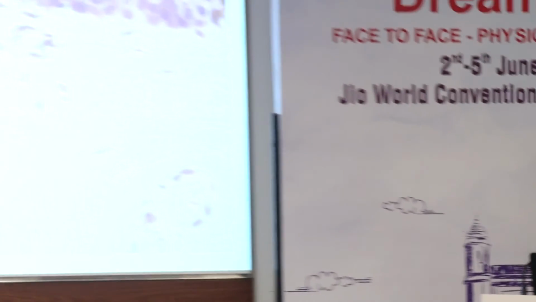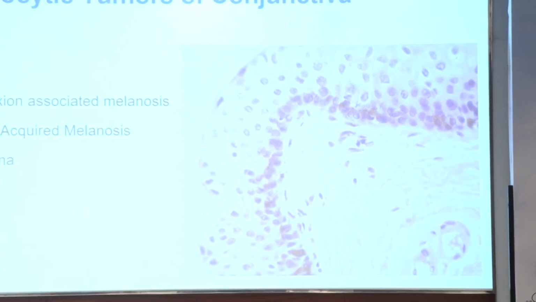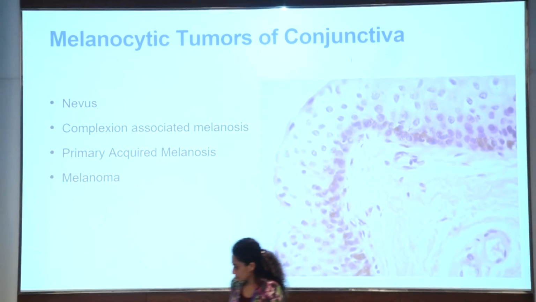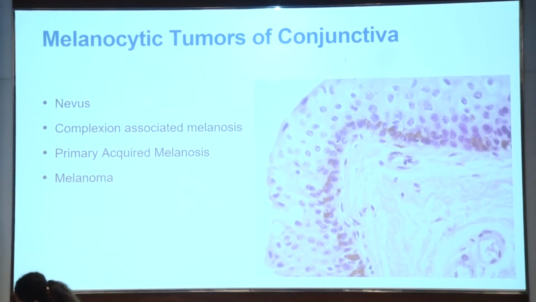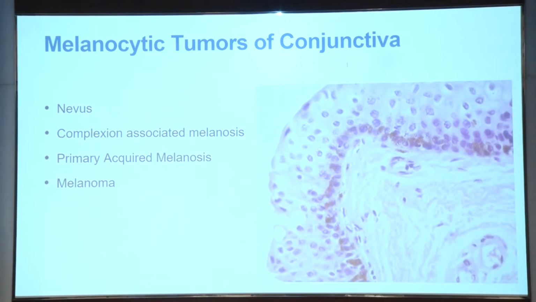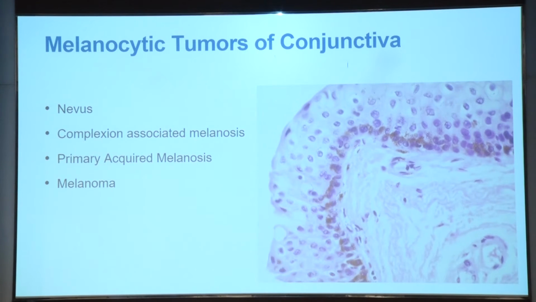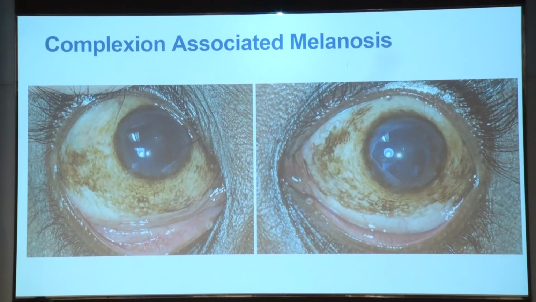So commonly, pigmented lesions of conjunctiva can be classified as one of these four lesions. Either it can be a nevus, a complexion associated melanosis, a PAM, or a melanoma. Let's see how each of them looks through some clinical examples. This patient comes with a bilateral symmetric diffuse pigmentation, irregular in the interpalpebral area, and is referred to you for opinion to rule out a malignancy because the pigmentation looks really dense and scary at times.